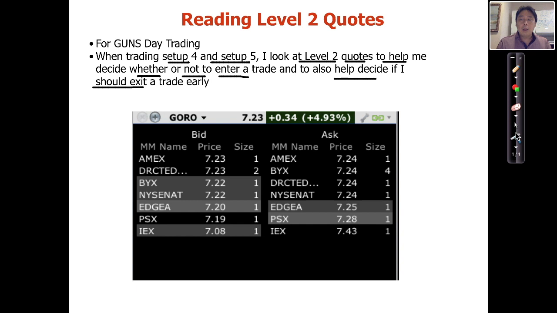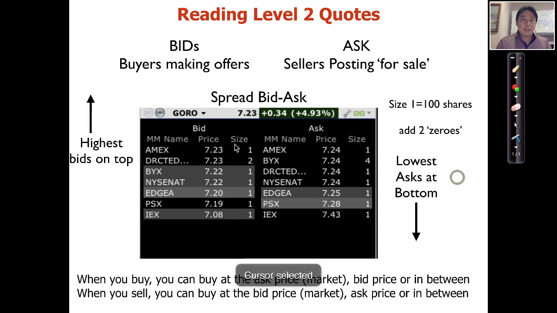So first of all, what's a level 2 quote? It's something like this. Whenever you look at a stock, in this case GORO, and you bring up the level 2 quotes, you will see a bid column on the left and an ask column on the right. Okay. So what does it mean?